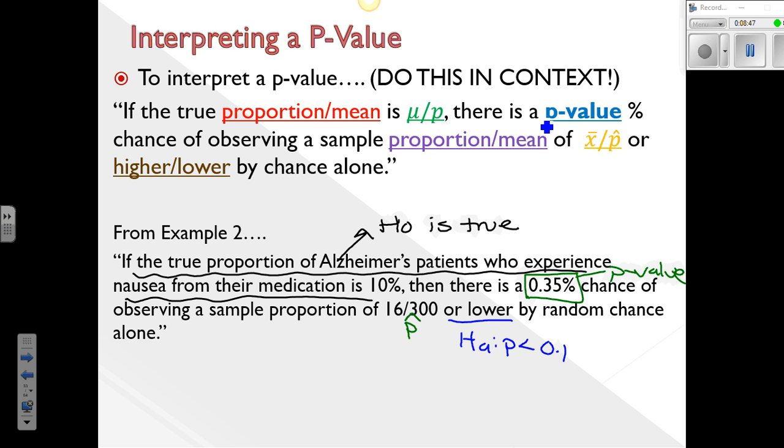Okay. This is something that you guys often struggle with knowing. So I really want you guys to make sure you know how to do this. What does it mean for a p-value when you interpret? Assuming the null is true, there is this much chance of observing your sample proportion or your sample mean being that extreme or more extreme by random chance. More extreme doesn't always mean higher. More extreme in this case is lower. And how do you tell the direction? You look at the sign of the alternative hypothesis. That's how you do it.